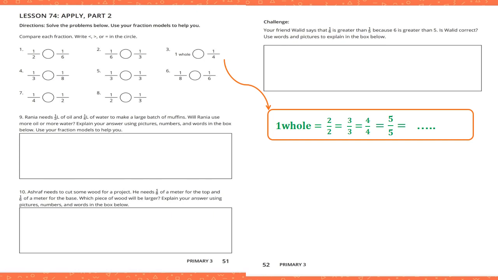Now let's move to the apply part of comparing fraction. Compare each fraction and write smaller than, greater than, or equals to. The first question here, half and sixth. We have here the numerators are the same. So the big denominator is the smaller one and the smaller denominator is the biggest one. Yes, it's a crazy fraction. When we have the small number down in the denominator and the bigger number here, so the smaller is bigger.